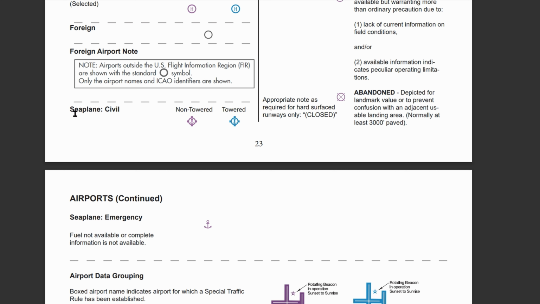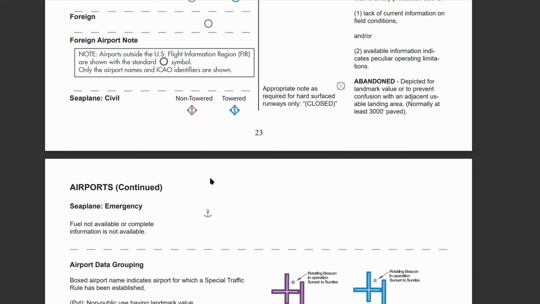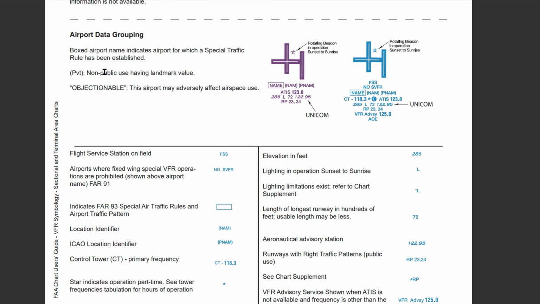Continue on, we also have seaplane. So these are for civil, it's non-towered or towered, and then we also have seaplane if it's an emergency. And this one does not have a circle with tick marks around it. And you don't know if fuel or anything is available. So if you see a circle with tick marks around it, you can have fuel and typically maintenance there as well. You have airport data grouping. So inside of a box, this will typically be in a box, you have special traffic rules as well as helpful information. Notice this one on the left, it has an FSS, which means there is a flight service station on field. So maintenance is there.